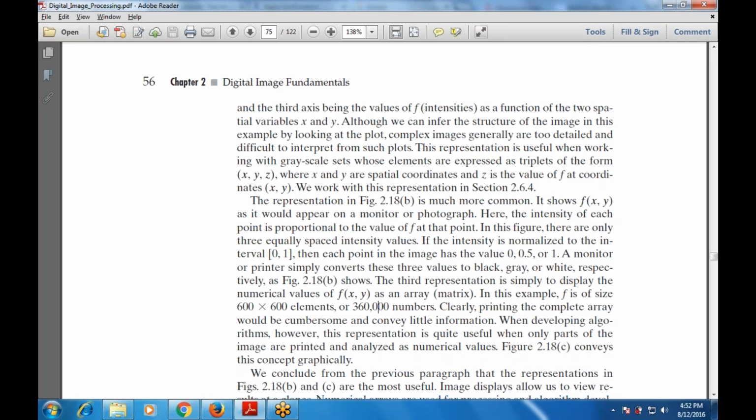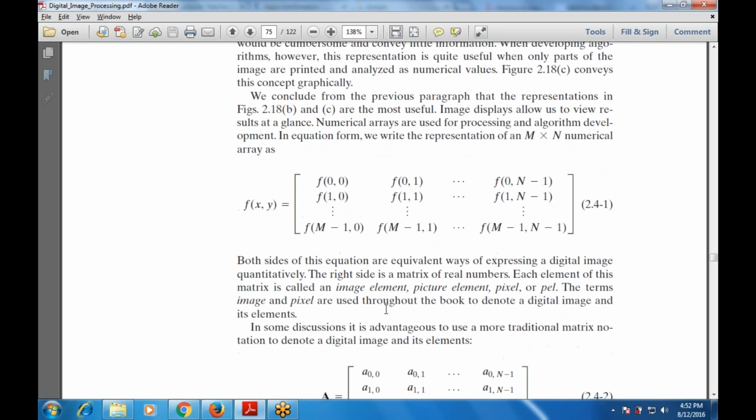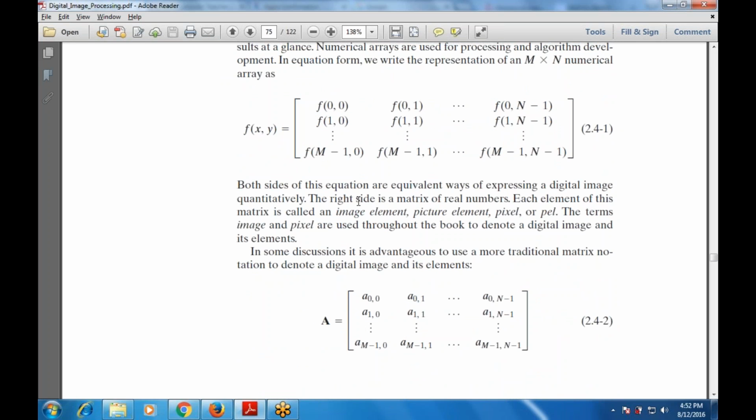And when developing algorithms, this representation is quite useful, because parts of the image are printed and analyzed as numerical values. And we conclude from the previous paragraph that the representations in the figure are more powerful and more useful, and the image displays are used with the 2D array, like a matrix: 0, 0, 0, 1, 1, 0, 1, 0, and 0, 0. Both sides of this equation are equivalent ways of expressing a digital image quantitatively, and the right side of the matrix is the real numbers.